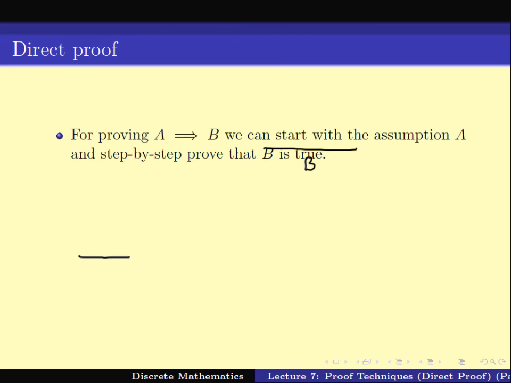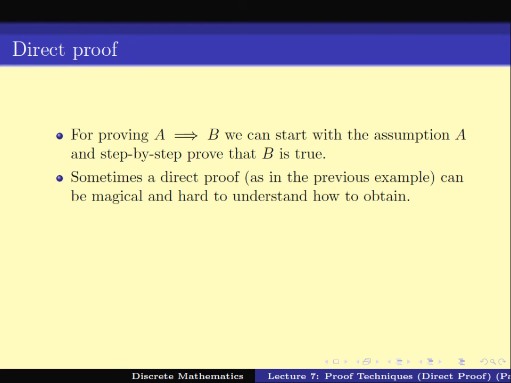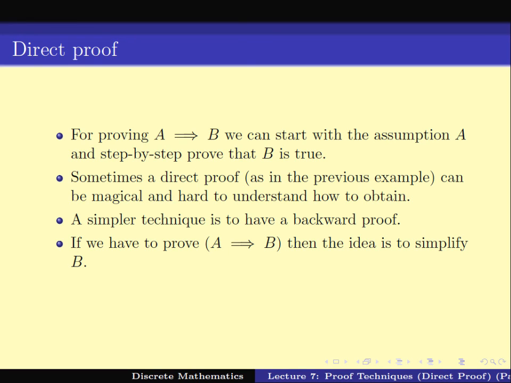So these are the two proof techniques that we have. In other words, to finish up, for proving A implies B, we can either start with an assumption A and step by step prove that B is true, or we can do the backward proof, which basically means that we simplify B and then prove A implies B. So we simplify B to C, and then proving A implies B is the same as proving A implies C. And since B has been simplified to C, A implies C would be an easier thing to prove.